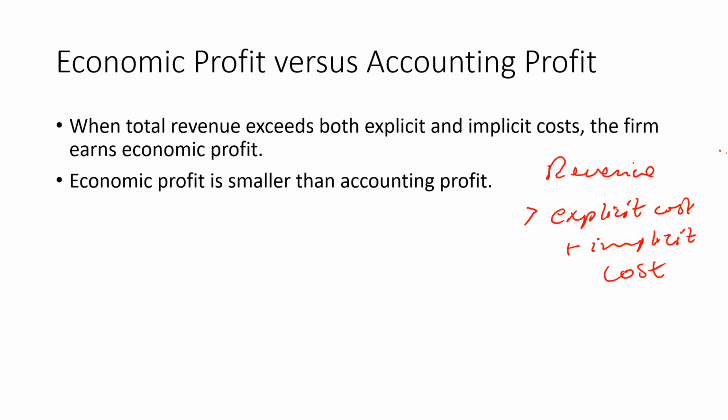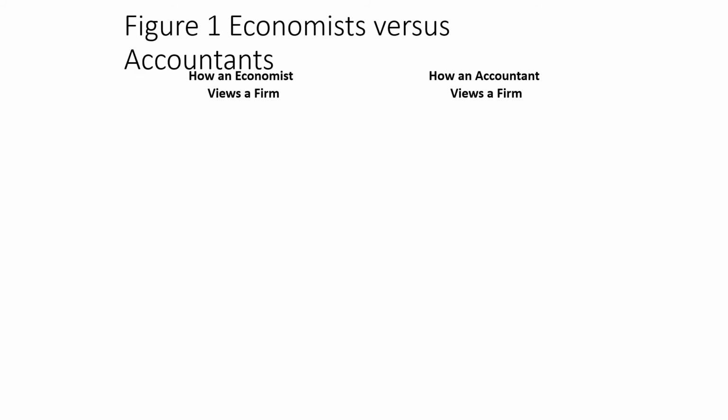Economic profit is always smaller than accounting profit. And why is that so? Because economic profit always includes implicit cost, whereas the accounting profit does not count the implicit cost. So the cost for economists is always higher. We can compare the two graphically as well: how an economist views a firm and how an accountant views the firm. Both are significantly different from each other.